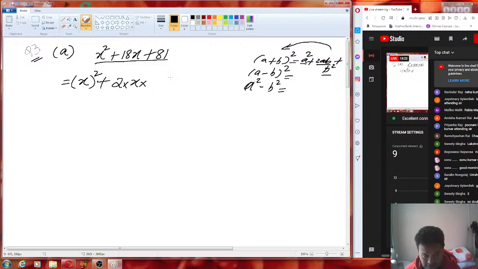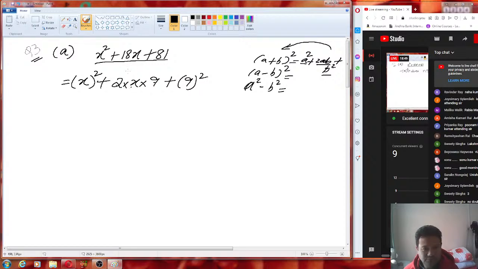First we have to identify which is your b square. So you see 81. 81 is nothing but the square of 9. That means 9 square is 81. So in this case, it's clear that your 9 is your b. So we can put here 9. So let's see whether we are getting 18x or not. So 2 into 9 is 18, and 18 into x, it is 18x.